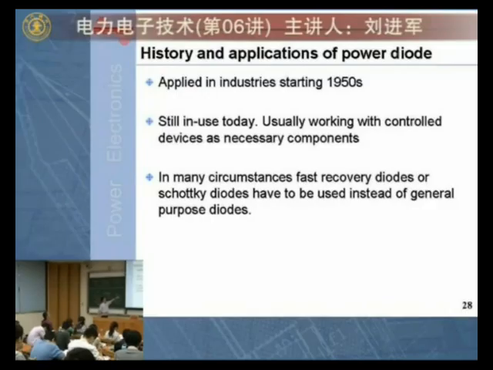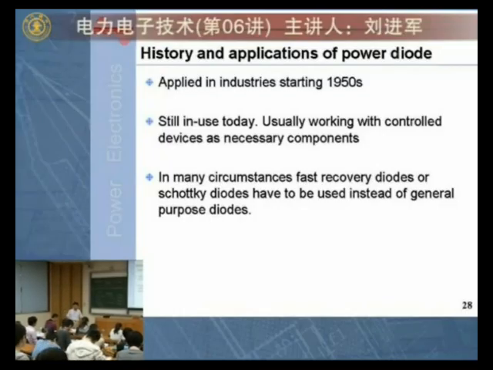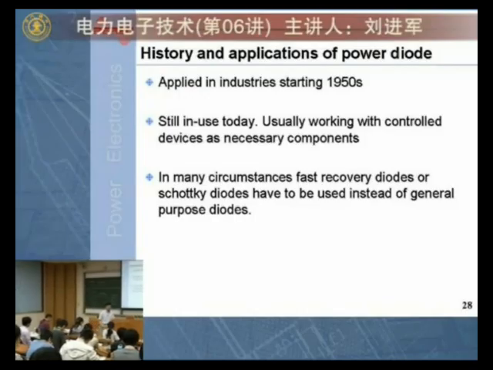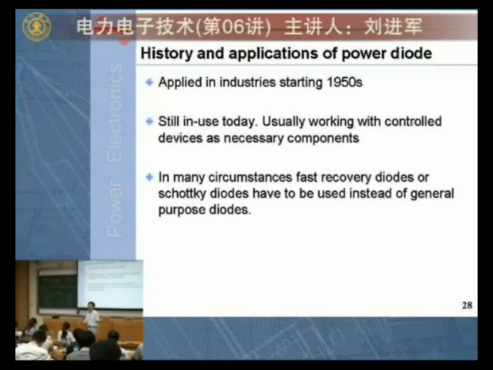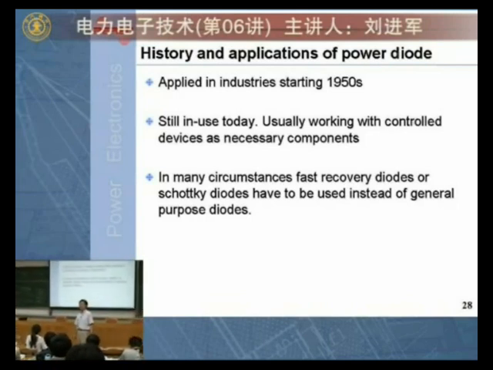Although a diode is not a controllable device, it is an uncontrollable device, because a diode cannot be controlled through information electronics. When you apply forward voltage, it is conducting. When you apply reverse voltage, it is blocking. So it is totally depending on the external power circuit. There's no controllability from the control circuit.